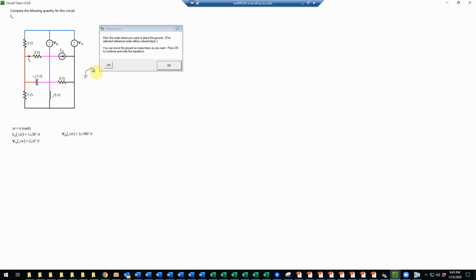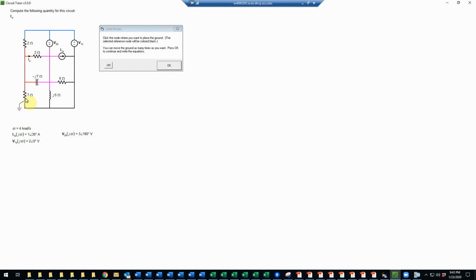So our first task, as always when doing nodal analysis, is to select a reference node. If we fail to select a reference node, we would have no way to compute any of the node voltages, because we could only compute differences between them, and we want to have absolute values. So generally we want to select a node that is connected to many circuit elements.